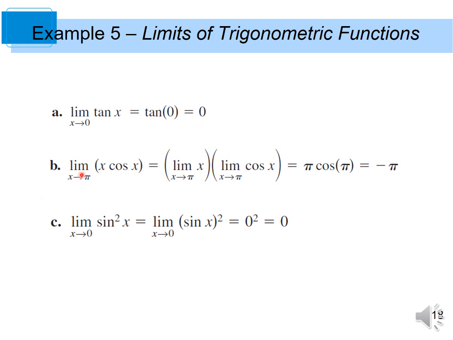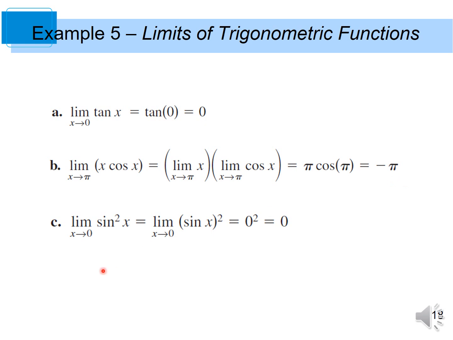For b, limit x times cosine x. We can break the x times cosine x into two parts: limit x times limit cosine x, as x tends to pi. For the first part, we substitute the pi into x, so we have pi. And for the second part, we substitute the pi into x for the cos, so we have cos pi, where cos pi is equal to negative 1. So lastly, the limit of this function is negative pi.